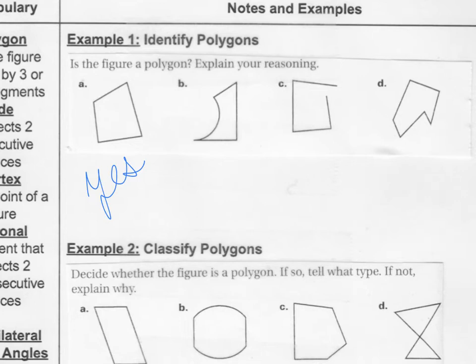Letter B, does it have 3 or more sides? It has 3 sides, but the problem with B is this curve right here. That is not a side. The sides have to be straight. So this one would be a no. Letter C, again, this is going to be a no, and how come? Right here. A polygon cannot be left open.